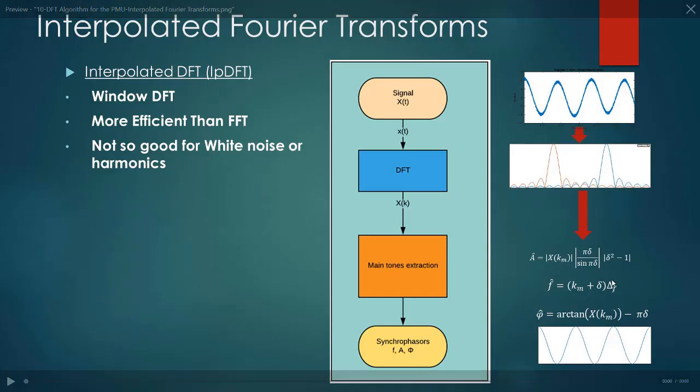The main algorithm used in this project was based on the interpolated Fourier transform. The algorithm uses the discrete Fourier transform, and then uses the information of the highest peak bin, displayed on the right here with this blue and red signal. The highest peak bin would be at this peak here. Using that information, it re-estimates the amplitude, the frequency, and then the phase of the signal. This method was more efficient than the fast Fourier transform, which tends to be needless in terms of calculating every single harmonic component, as well as being more difficult to implement on an embedded system.